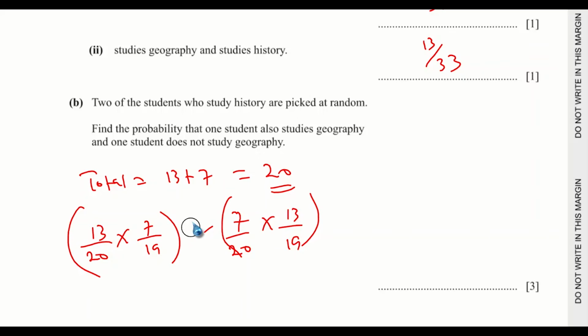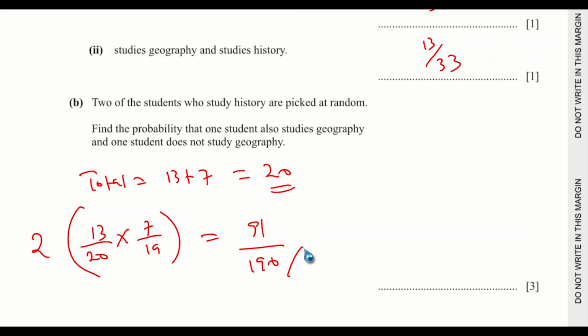So we have two options. In probability, "or" means addition, so you have to add these two together. Instead of writing this twice, you can multiply this by 2, because it's a two-way thing. If you do this, you should get 91 over 190.